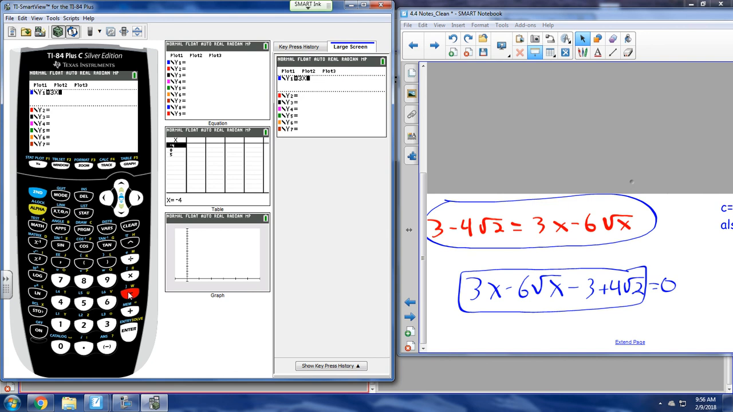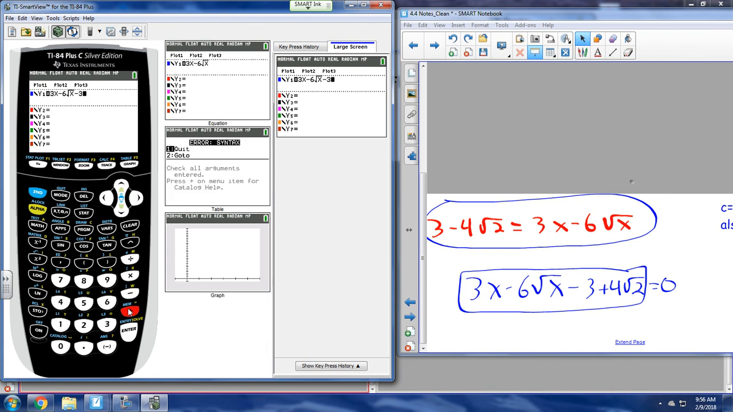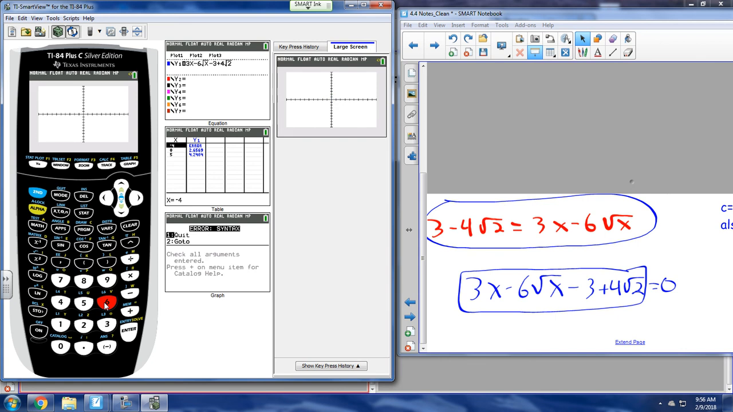3x minus 6 root x minus 3 plus 4 square root of 2. Okay, I think I've done a decent job with that. It doesn't really seem to like it, but we'll see. So I'm just going to zoom out to a normal window. Perfect. So how do we solve it?